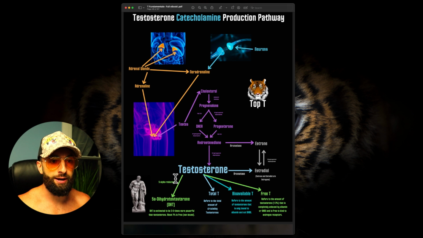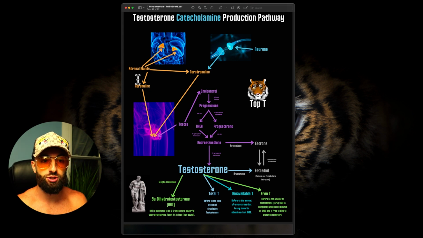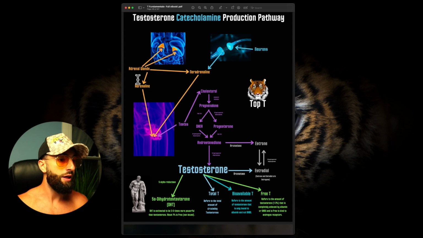So from the testes on, it's exactly the same as the HPG axis production pathway, just the beginning is different. It's just the adrenal glands with adrenaline and noradrenaline, and the neurons with the noradrenaline getting to the testicles to signal for a faster response. That's the only really main difference, as opposed to the hypothalamus to the pituitary with GnRH to LH and FSH down to the testes to signal the same thing. This is just a faster version of what happens with acute spikes.